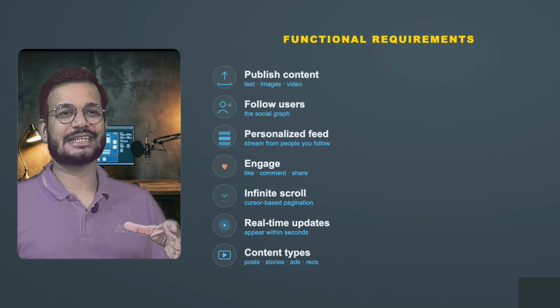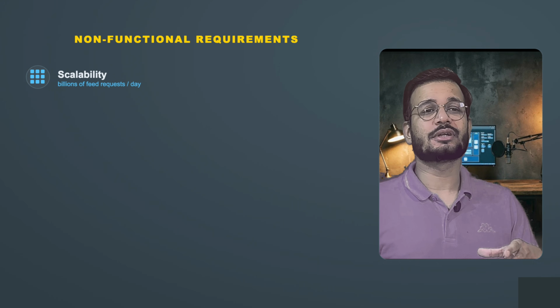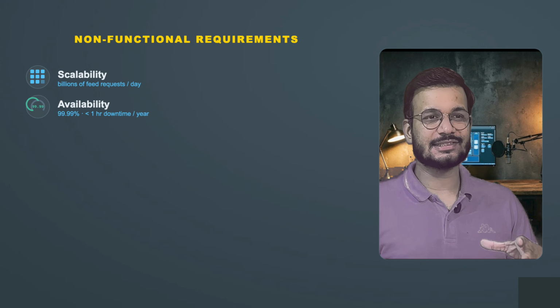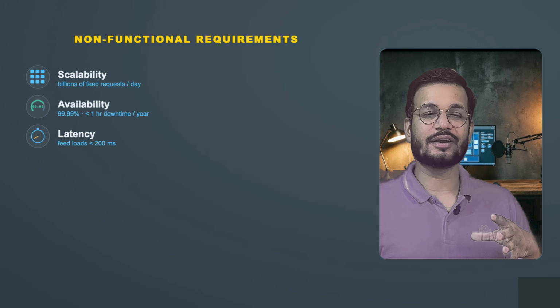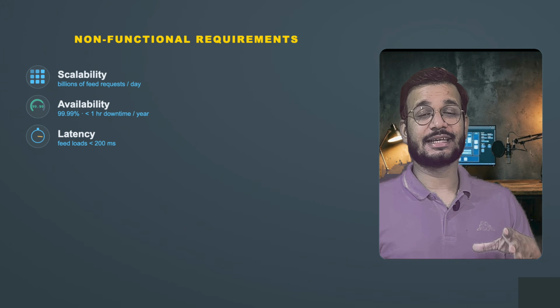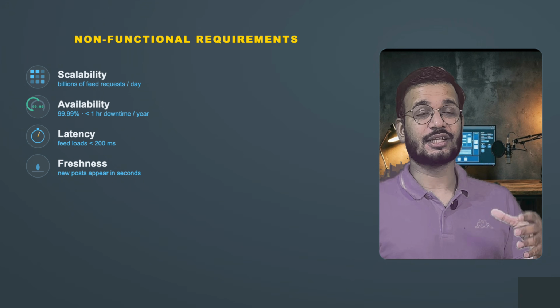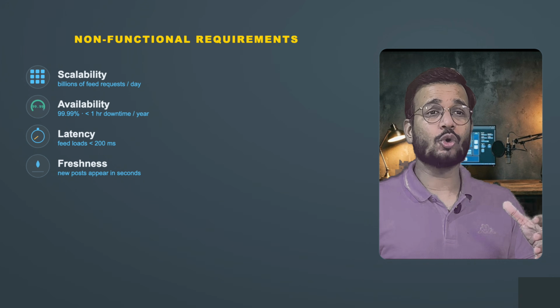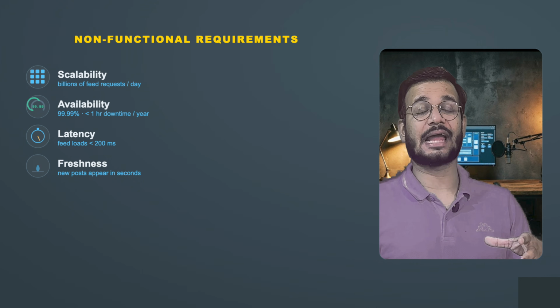Now, let's talk about the scale and the quality constraints. In scalability, we need to handle billions of feed requests per day. In availability, this system needs to be up about 99.99% of the time. This is less than 1 hour of downtime per year. Then latency: the feed must load within 200 milliseconds. This is the number users feel. Cross this and engagement drops. Now the freshness. New posts from the people you follow should appear in your feed within seconds. The most engaging content for you should be ranked higher.